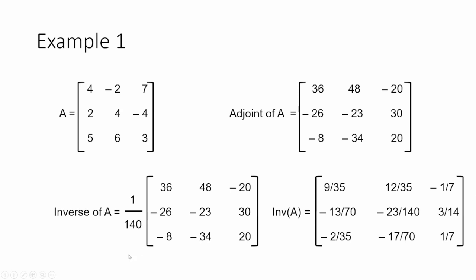Negative 34 divided by 140 is negative 17 over 70. 20 divided by 140 is negative 1 over 7. 30 divided by 140 is negative 3 over 14. And 20 divided by 140 is negative 1 over 7. Good? Good.